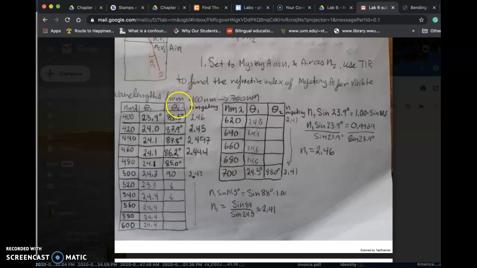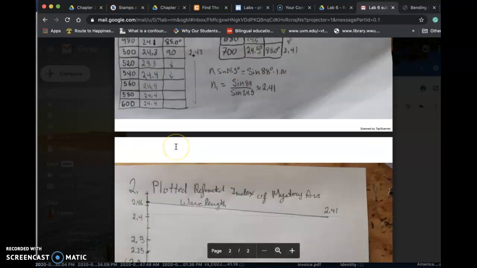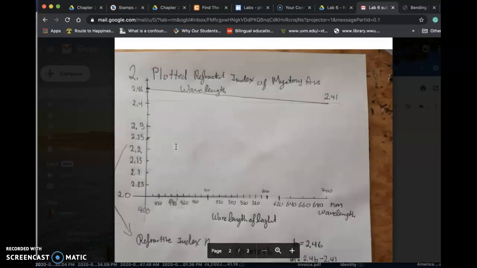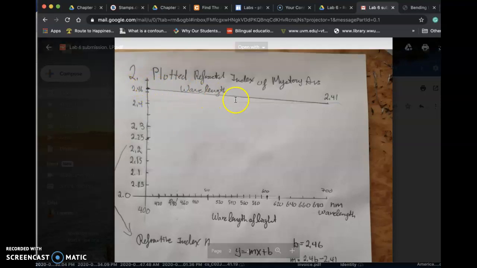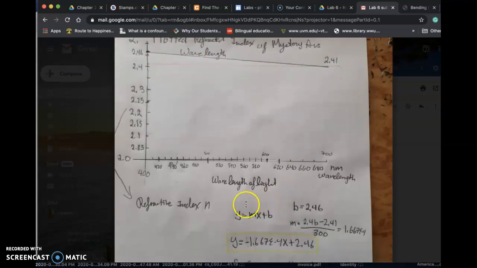We do this for every 20 nanometer increment of wavelength, and we graph that. This graph I made on paper and pen to the best of my ability as a relative spectra. And as you can see, we originally start at 2.46 at 400 nanometers and work all the way down to 2.41. When we graph this with y equals mx plus b, we know that b is the y-intercept, 2.46, and that the slope m is 2.46 minus 2.41 divided by 300, that being nanometers.